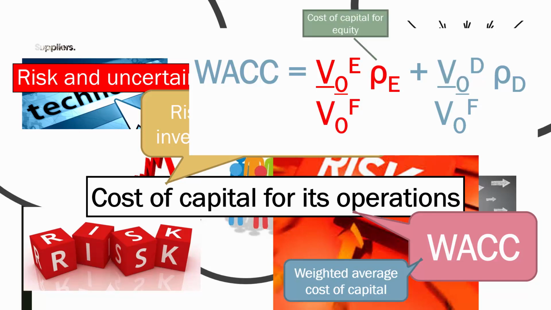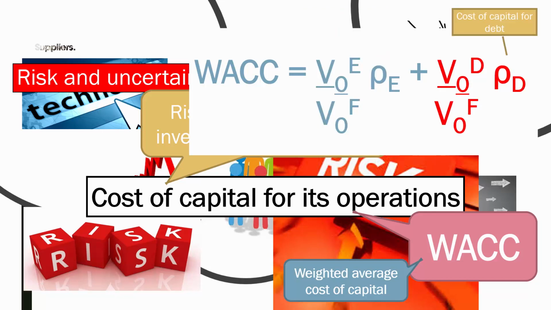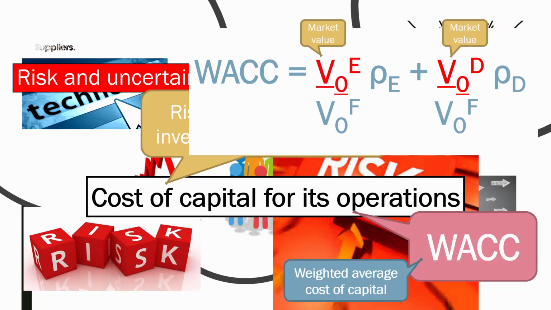The cost of capital for a firm's operations, the weighted average cost of capital, is the proportion of the market value of a firm represented by the market value of its equity multiplied by its equity cost of capital, plus the proportion of the market value of a firm represented by the market value of its debt multiplied by its debt cost of capital. You will notice that both equity and debt are at market value, not at accounting or book values.